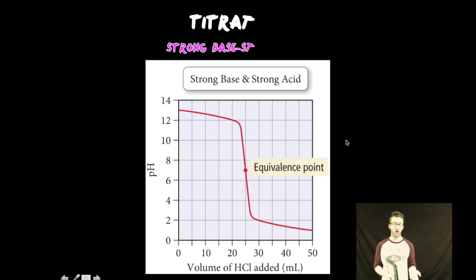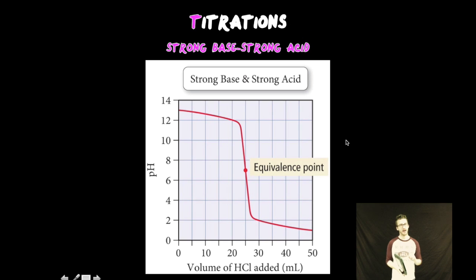Keep in mind that you can also do the reverse. You can titrate a base with an acid. Simply recognize that your titration curve will be flipped. You'll start with a basic pH and end up in an acidic range. But once again, if it's strong acid and strong base, the equivalence point will occur at pH of 7.